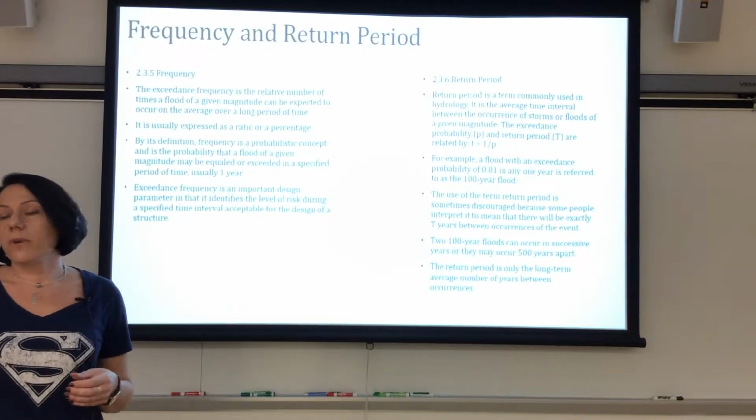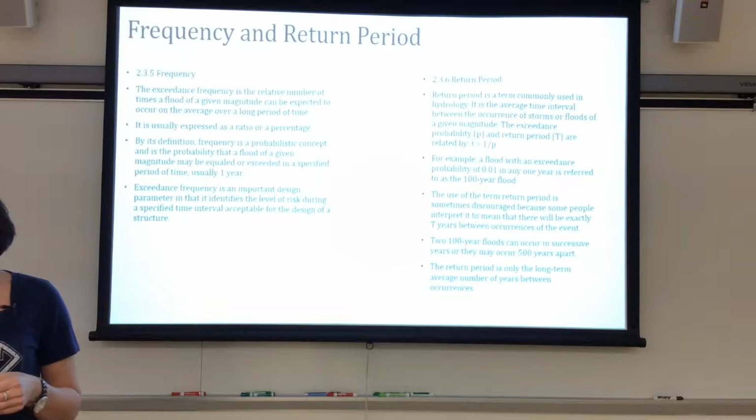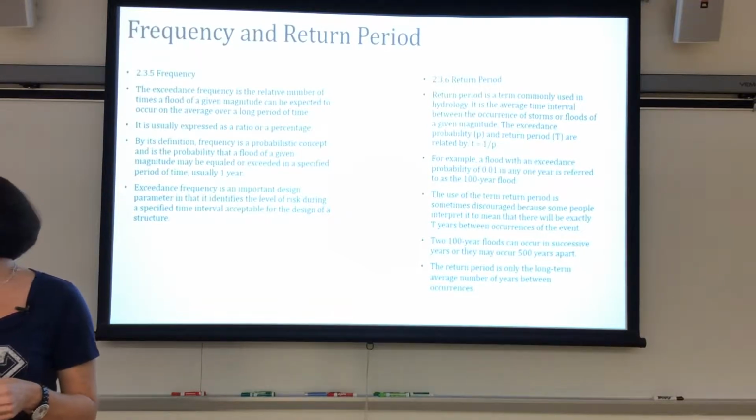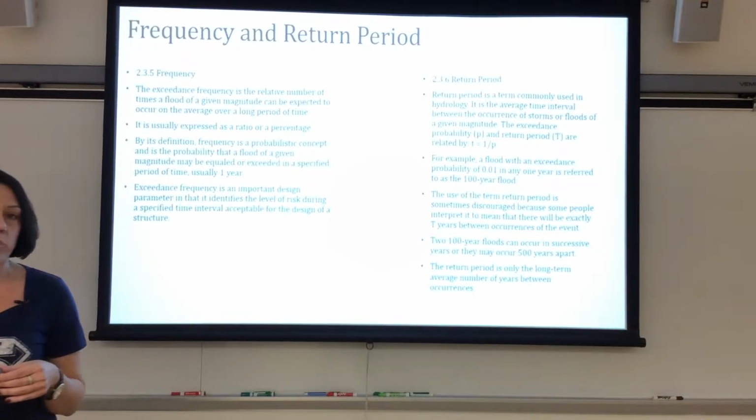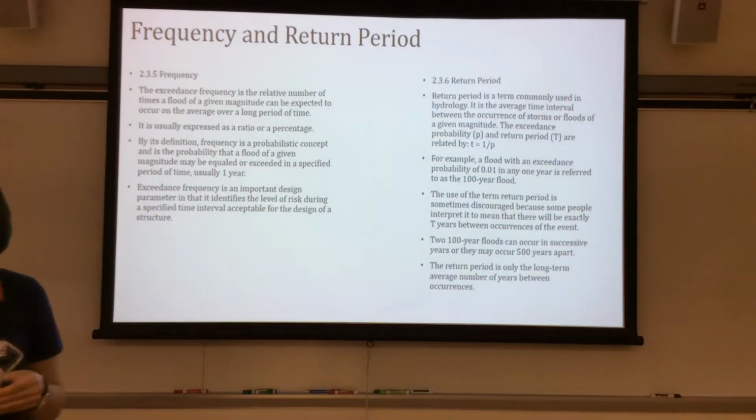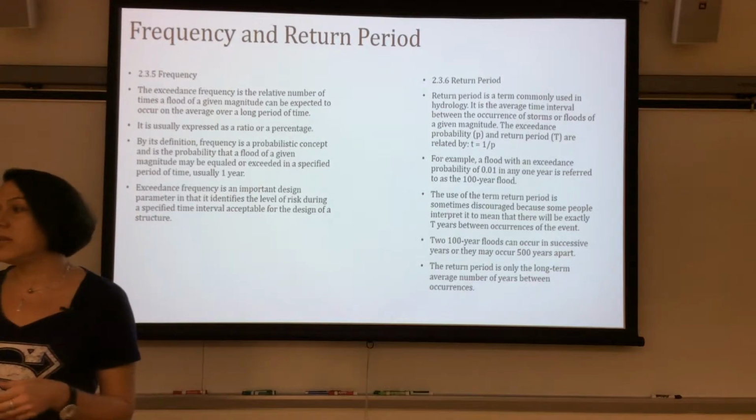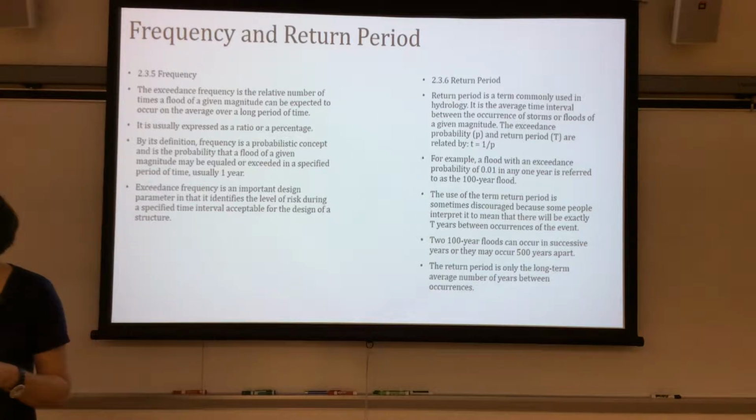When we're talking about frequency and return period, we're talking about our design storm. It is the probability of when a storm occurs and at what frequency. So usually when somebody says you have a frequency or a return period, you're talking about a 10-year, 24-hour storm, a 100-year, 72-hour storm, something like that.